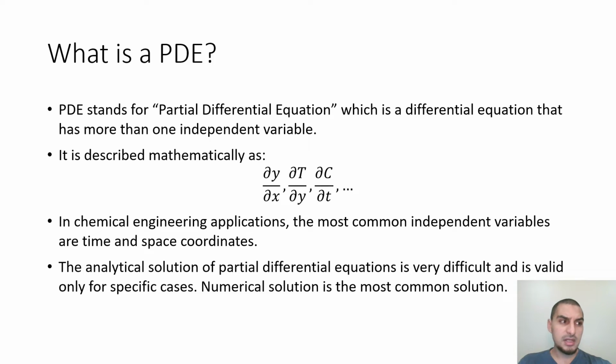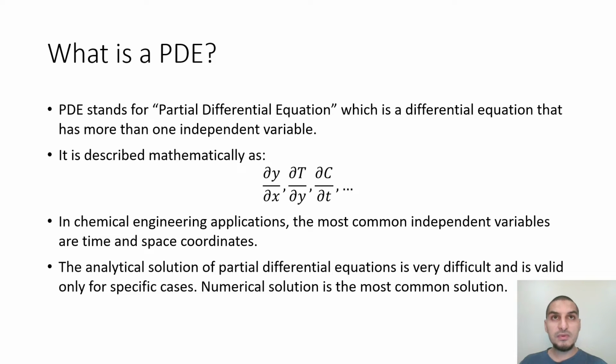In general, in chemical engineering applications, and I would assume that it's valid for most engineering applications, the independent variables in the differential equations fall into one of two categories. Either it's time, in the case of an unsteady state process, so you have the change of concentration, temperature, velocity, or pressure with respect to time. And the second is space, which is x, y, and z. So these are the two main categories of independent variables that we deal with.